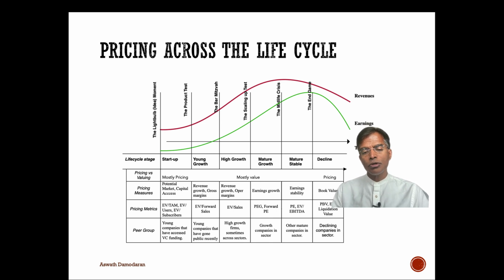Now you're a mature growth company. Your earnings have now caught up with your revenues. You're in steady state in terms of margins. This is when you're going to see earnings multiples, but perhaps with a growth component built in. PEG ratio, where you divide the price earnings by the growth rate, or a forward PE.